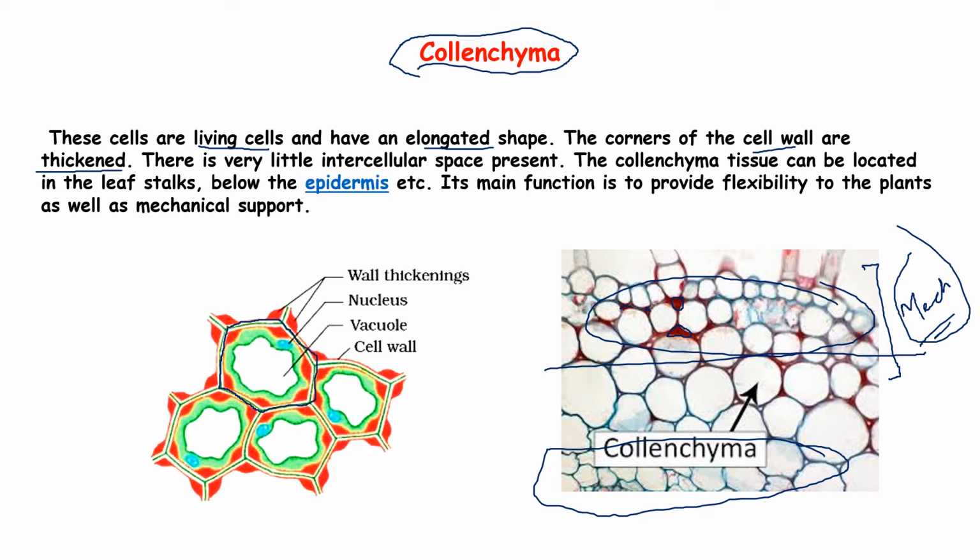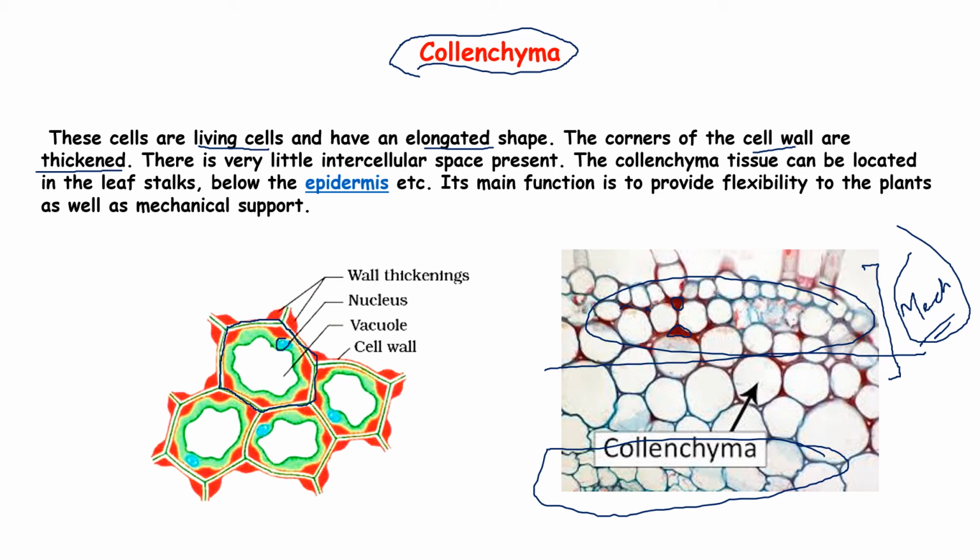It is much thicker than in the parenchyma cells, and the nucleus, as in the case of the parenchyma cells, is pushed towards one side due to the presence of the large vacuole. And the intercellular spaces are not present, and if present, they are very small as compared to the parenchyma cells, and they provide mechanical support to the plants.